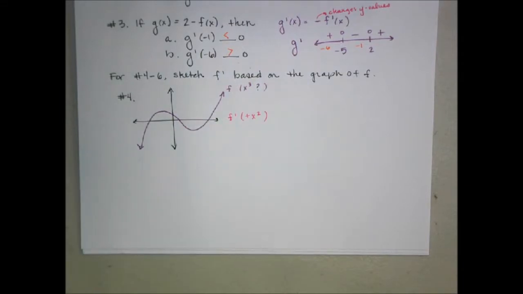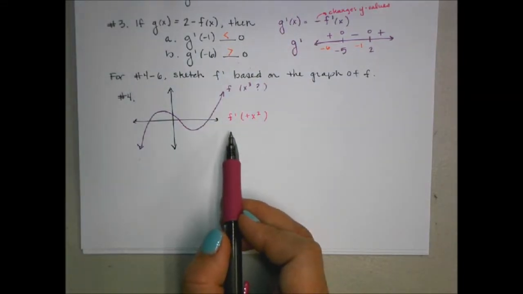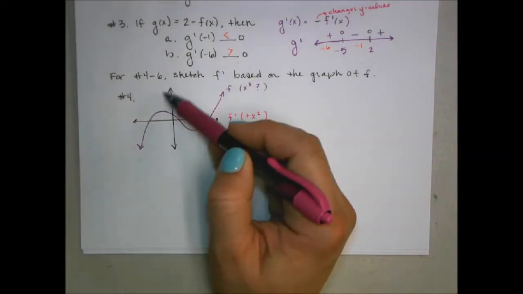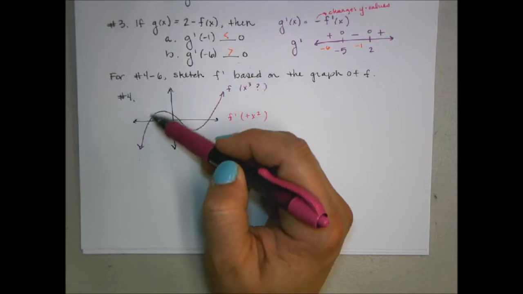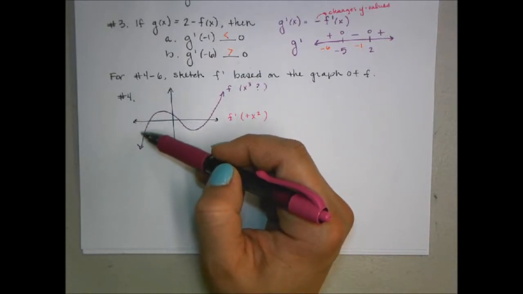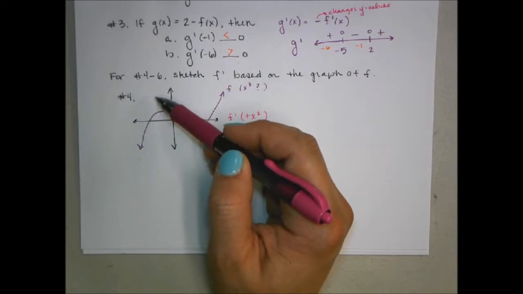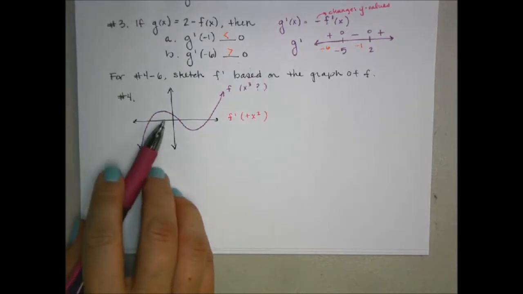My derivative is all about the slopes of the tangent lines. So all of them are positive here. All the slopes of the tangent lines are positive here. So my derivative should be positive on this interval. And for a graph to be positive, that means it should be above the x-axis. Then the slopes of the tangent lines become negative.